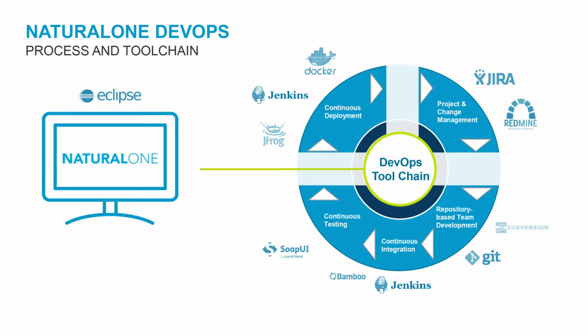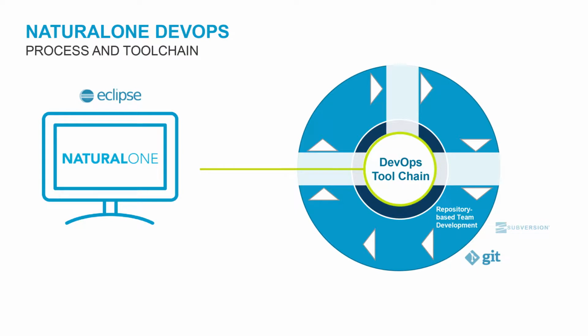This is an image showing the NATURALONE DevOps process and toolchain. Source code changes happen in repository-based team development using a source code management system like Subversion or Git. Let's take a more detailed look at this part of the process, especially using private mode and how it works in NATURALONE.